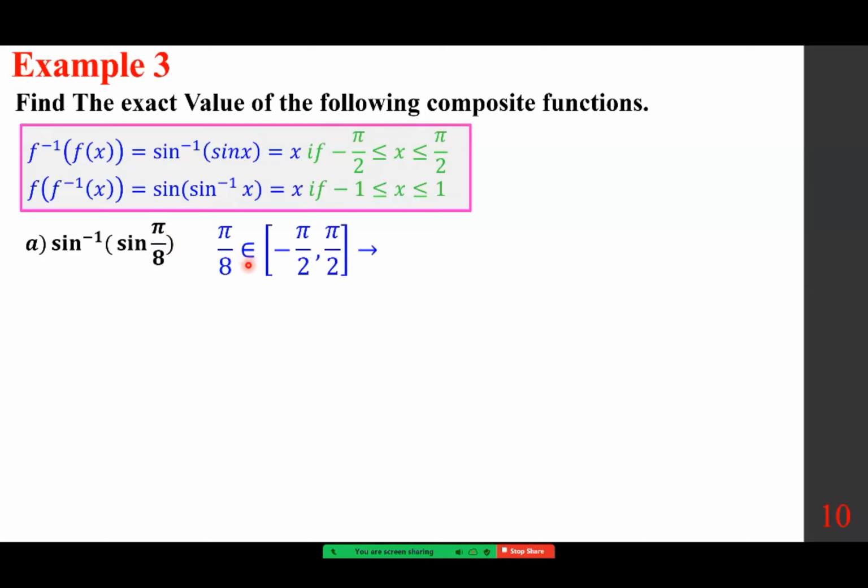I write pi over 8 is an element of this, that's the way we read it. Let me write that. Because it is, the answer is pi over 8.